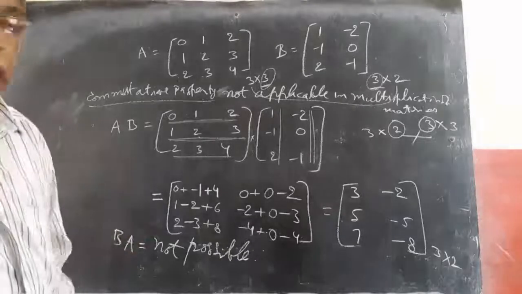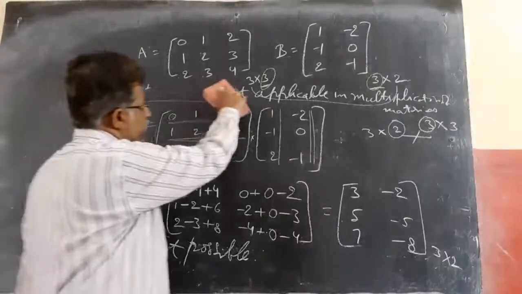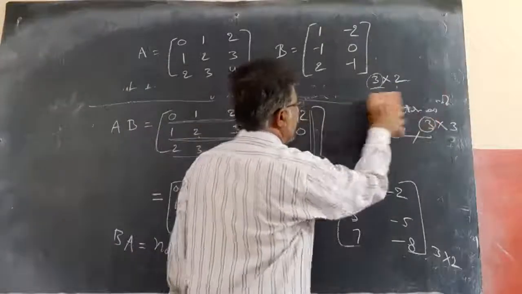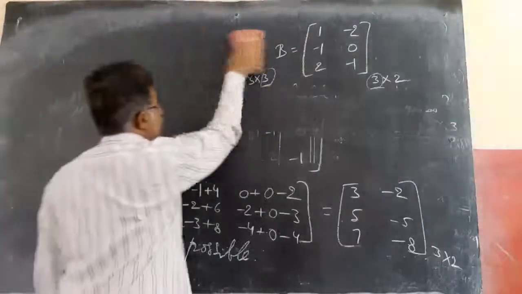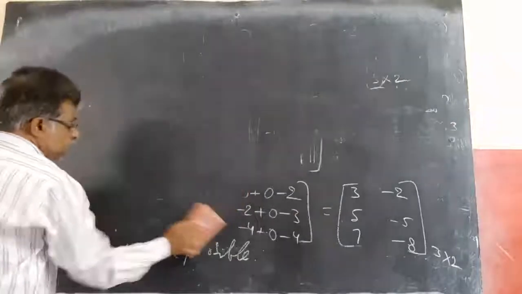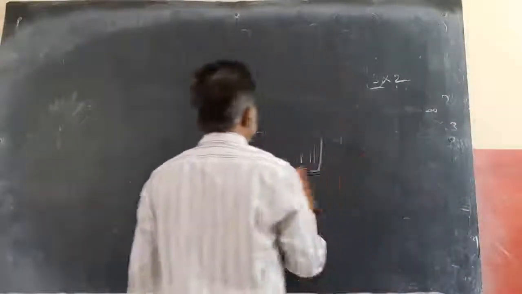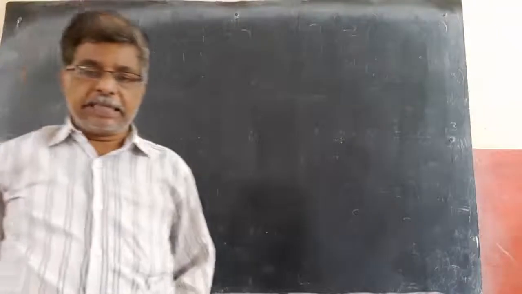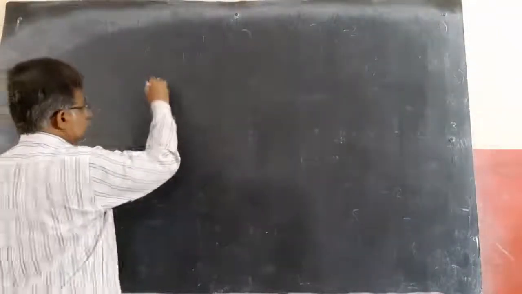Next, the associative property we discussed in addition. Associative is applicable in addition as well as multiplication. So the second property, the associative property, is applicable in both addition and multiplication. What is the associative property we discussed? A plus B plus C equals A plus B plus C. The same is applicable here.